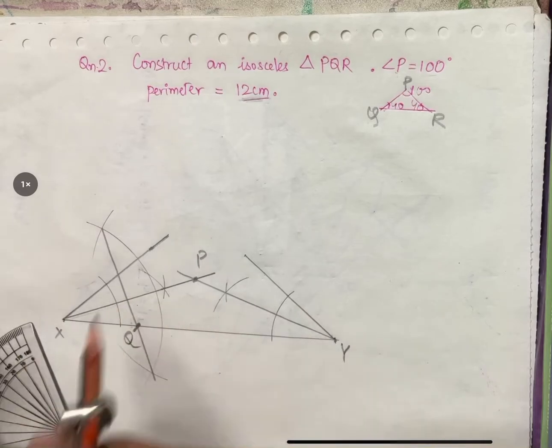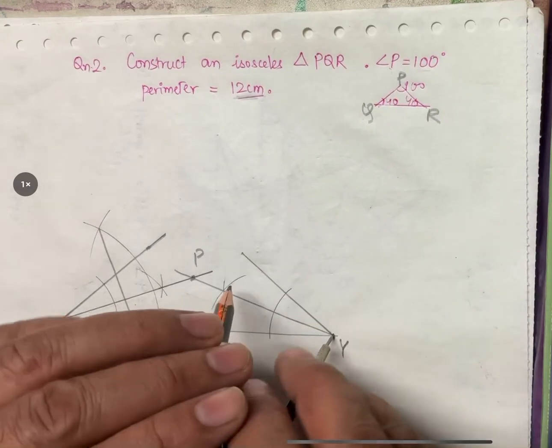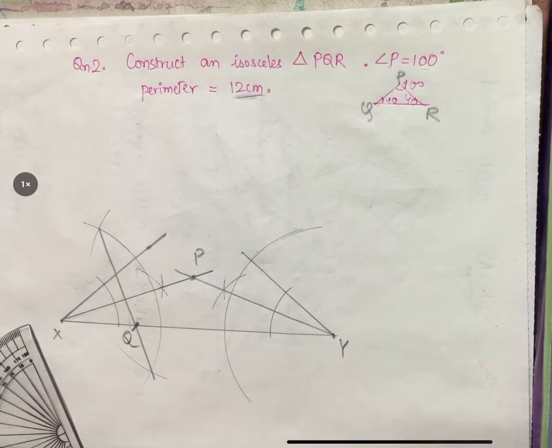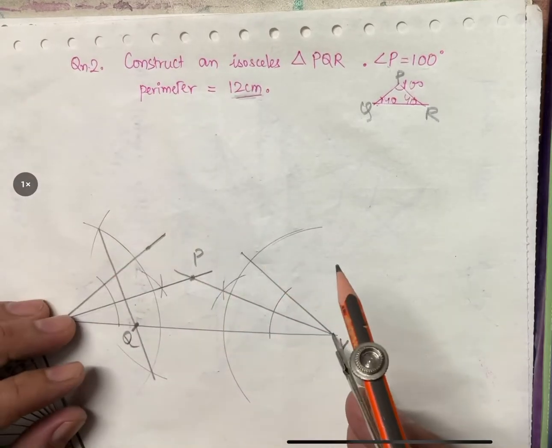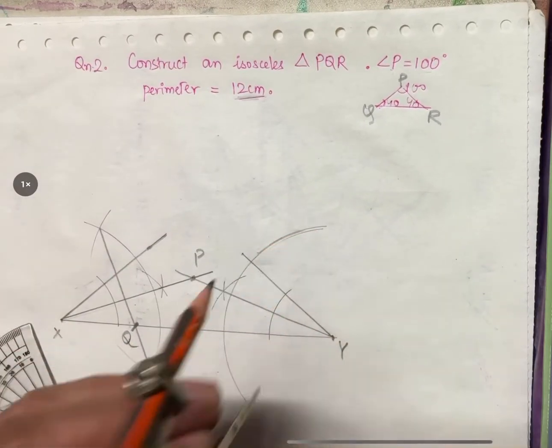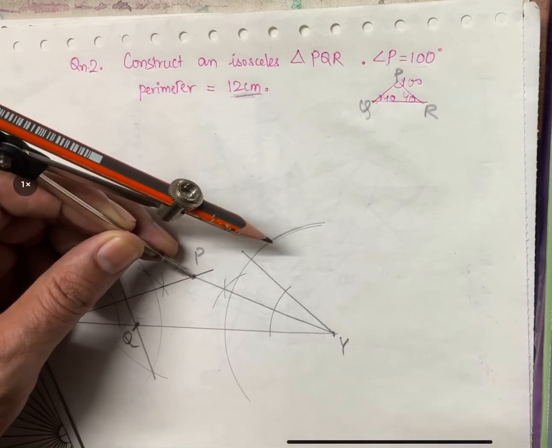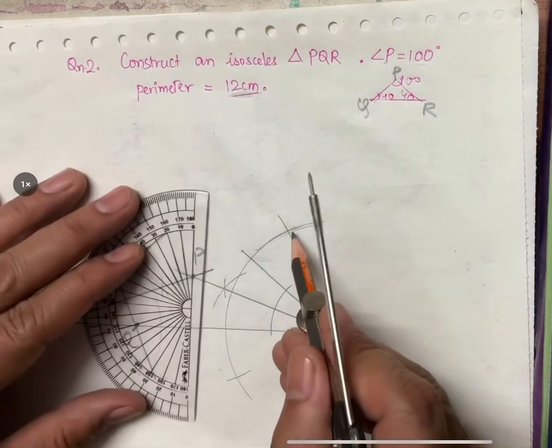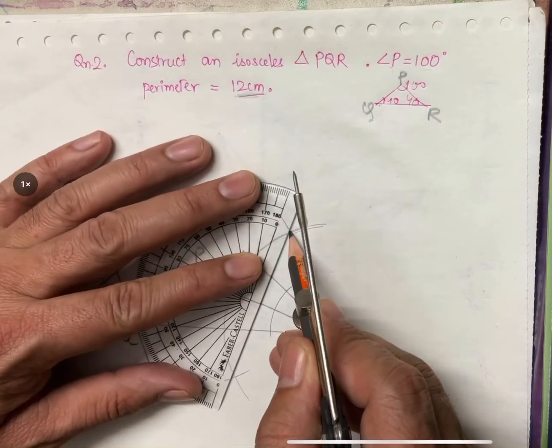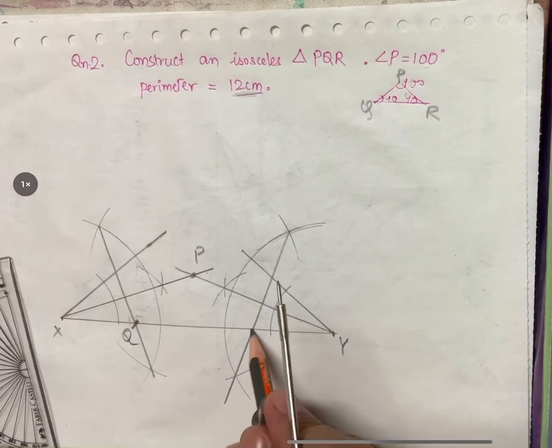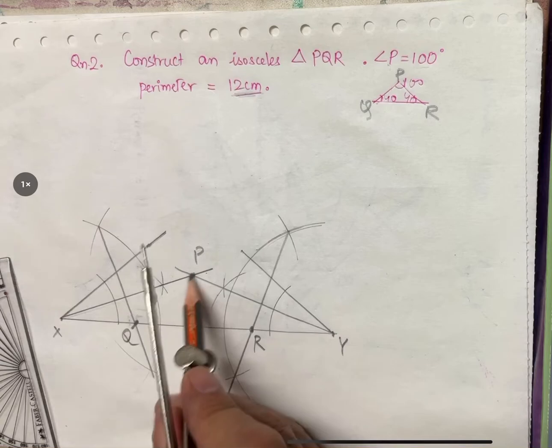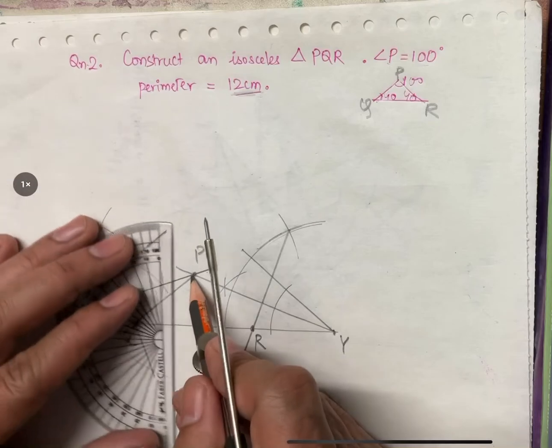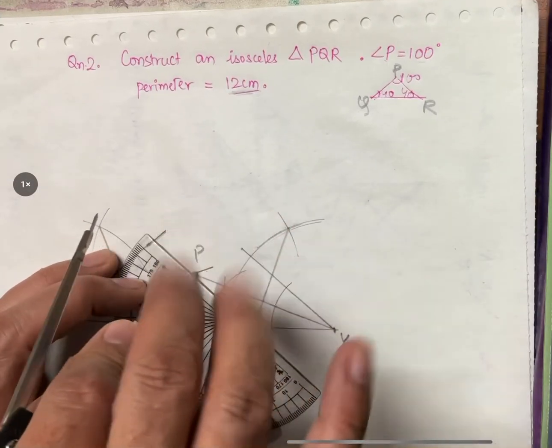And now the perpendicular bisector of PY. Take more than half. This should suffice. Let's make slightly larger arcs. I'm sorry, it seems there's some discrepancy. P, the arc, let them meet, and here we are. This particular point is R. So we have P, Q and R. Join them and join this also with R.